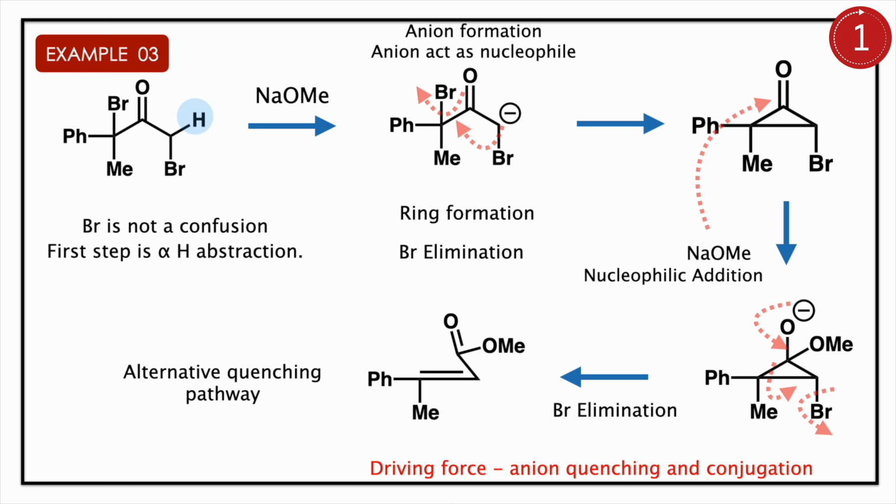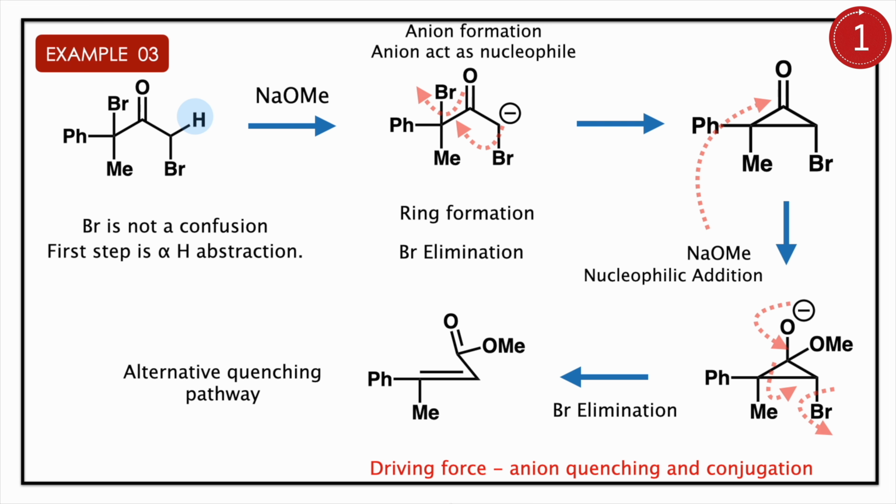We will go by the basics. We are using the base sodium methoxide. It abstracts the proton, and you have an anion. The anion is the nucleophile. It attacks the opposite side bromine and forms the cyclopropanone ring. Then sodium methoxide nucleophilic addition happens. It forms the O minus anion. Then the anion has to be quenched.